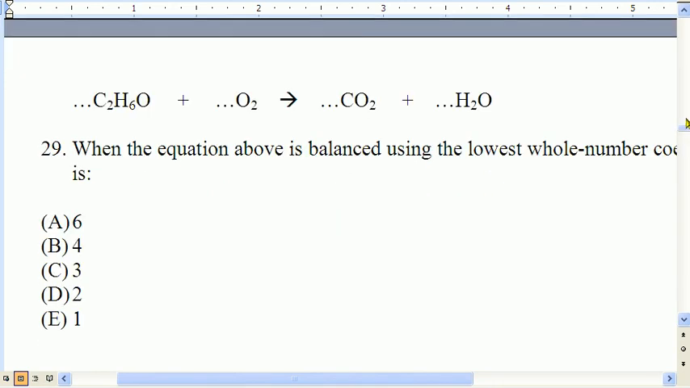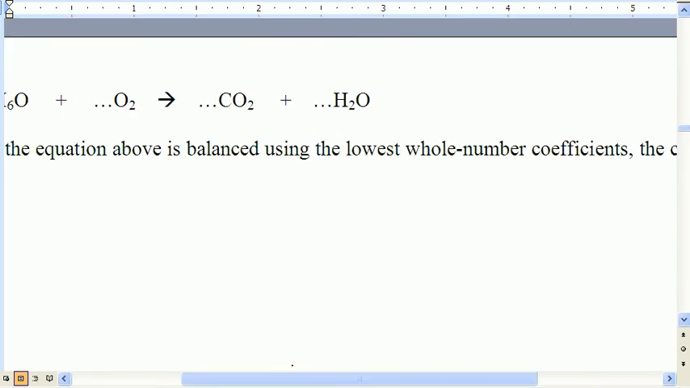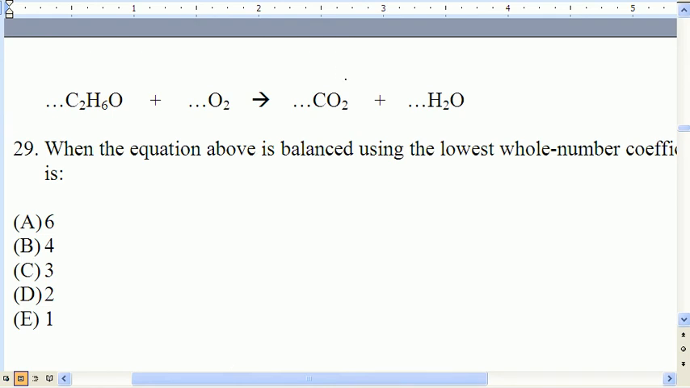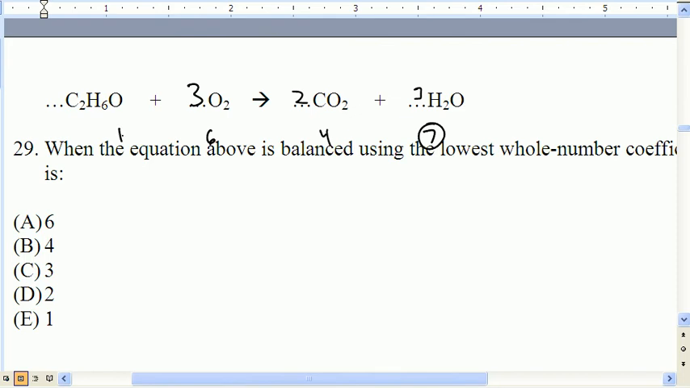Okay, when the equation above is balanced using lowest whole number ratios, and so on. Figure it out. So start with the carbons, 2, hydrogens, 3. So you got 7 total oxygens on this side. If I put a 3 here, it gives me 6 plus 1 is 7. So 3.